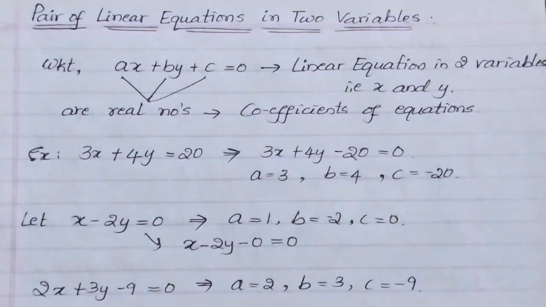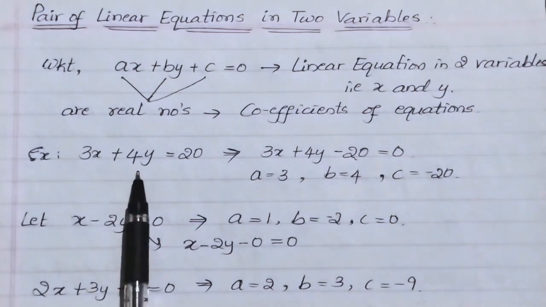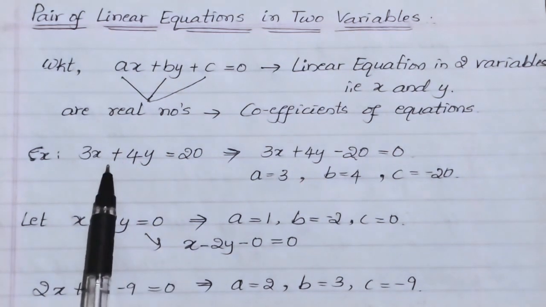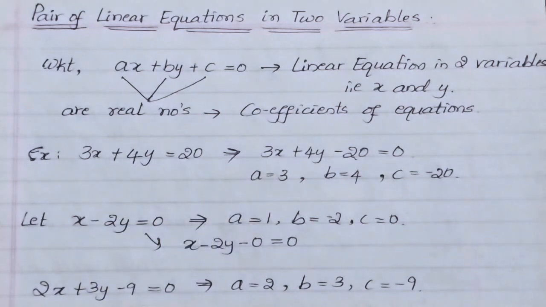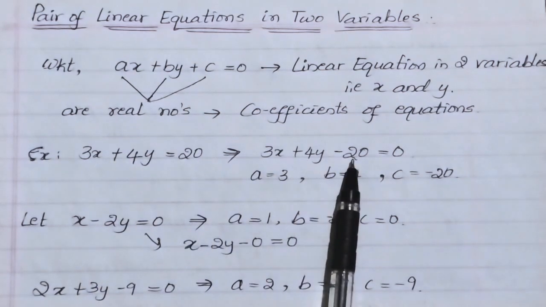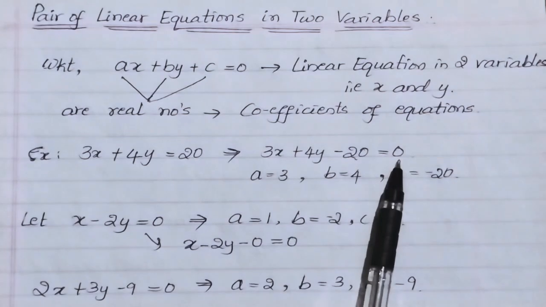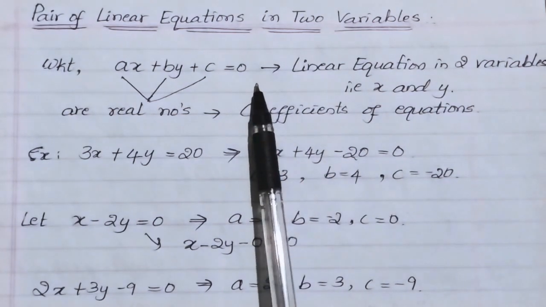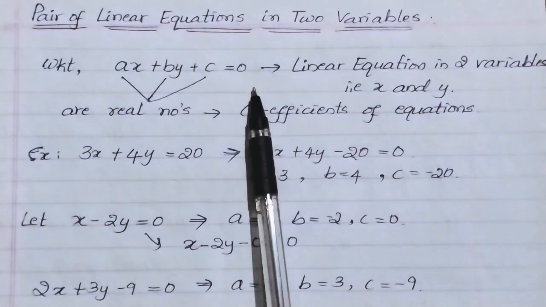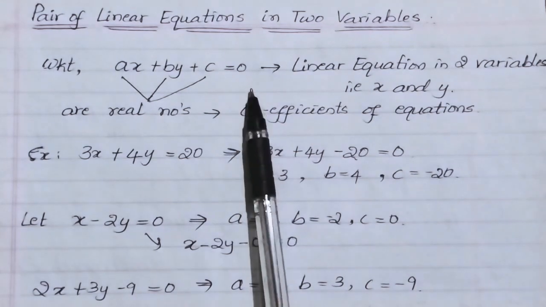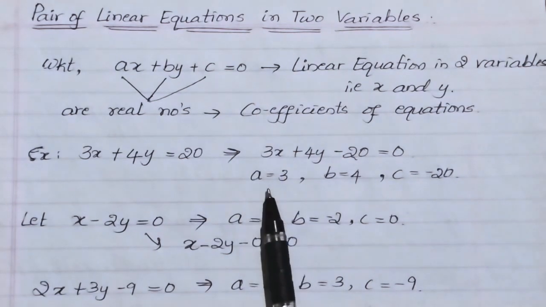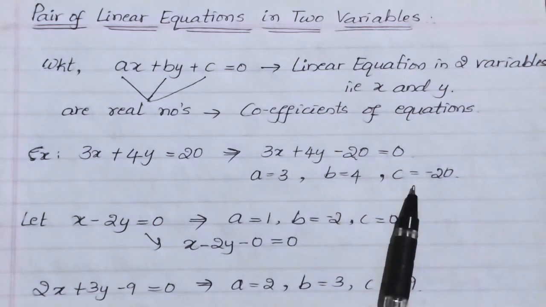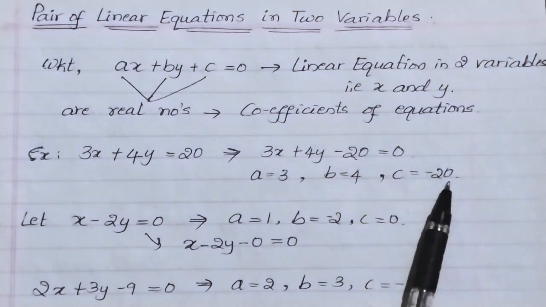Example, if I consider 3x plus 4y is equal to 20, I can write the same equation as 3x plus 4y minus 20 is equal to 0. This equation is the same as the general representation ax plus by plus c is equal to 0. On comparing, I can find a value as 3, b value as 4, c value as minus 20.